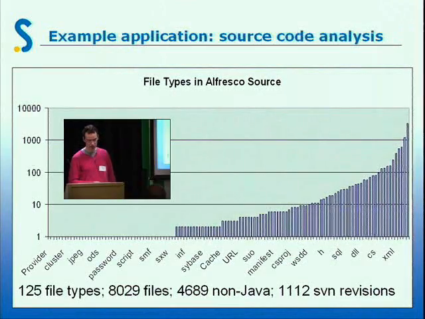Another thing that is apparent from this slide is that there's an awful lot of information. It's not just the variety. There's 8,000 files, and there's over 1,000 revisions, and of course that's growing rapidly. So there's a lot of it, and it's of great variety.